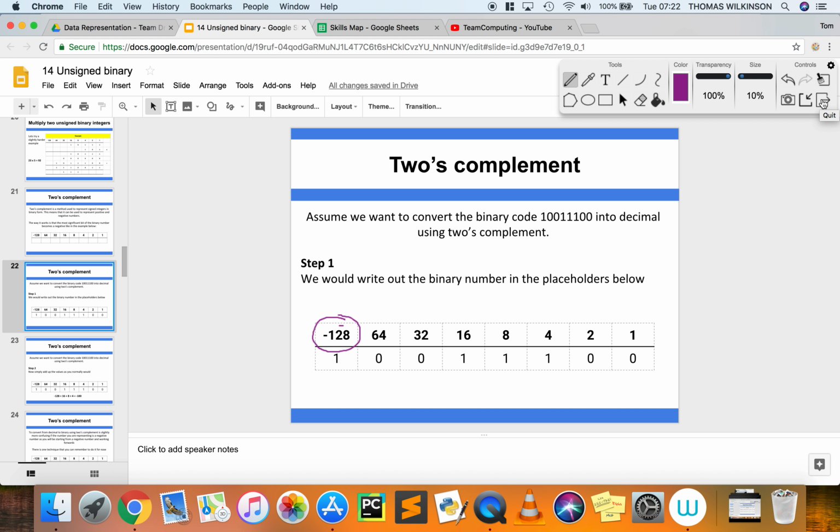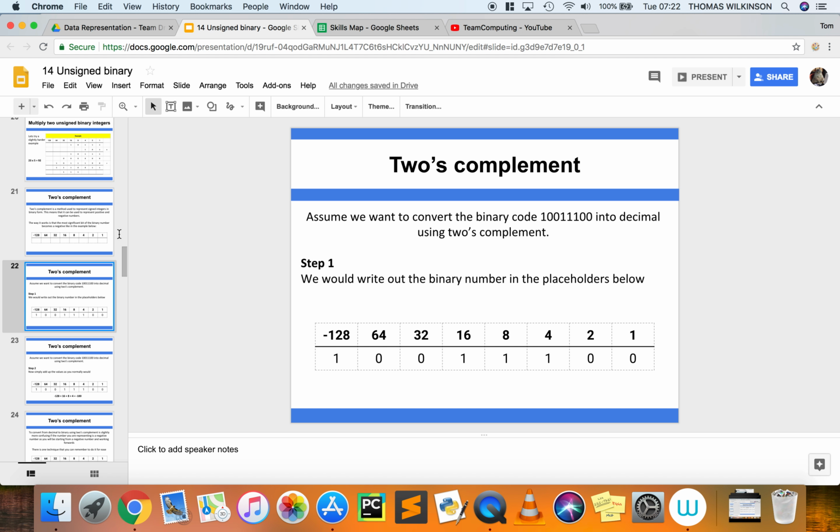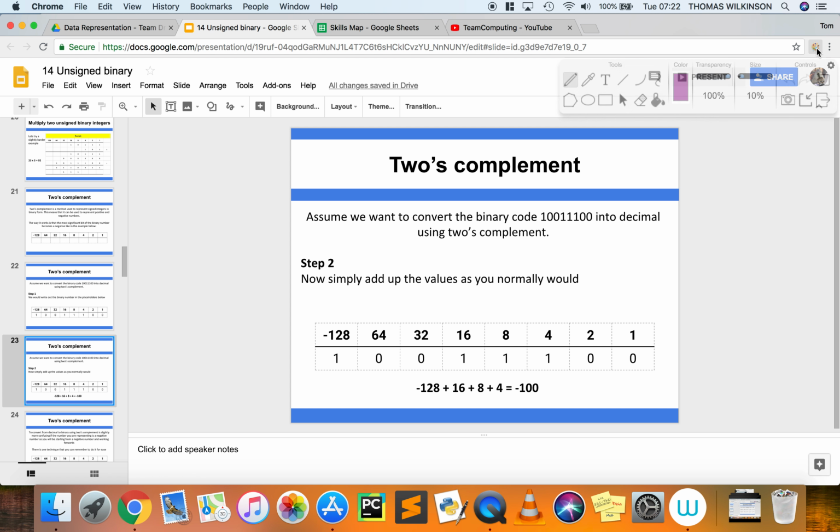Okay, so we're going to have a look at the next phase, and the next step is to add the values as we normally would, but bearing in mind we've got a minus 128. So what we do this time is we take the minus 128 and then we add 16 to it, add 8, add 4, and that gives us an answer of minus 100. So you follow that format every single time, and what you'll end up with is a situation where you can always accurately convert two's complement binary values from binary into decimal.